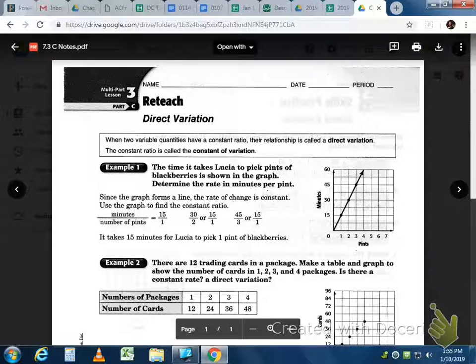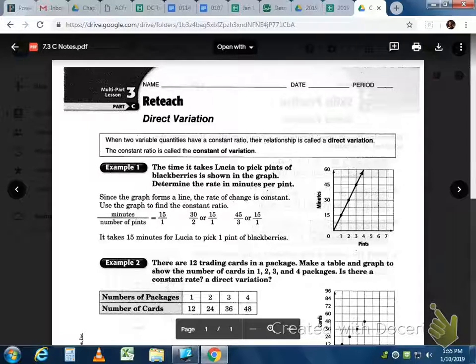Lesson 7.3c, direct variation. All right, so we have been talking about rate of change. We've been talking about slope. Then there's this thing called direct variation, and literally this constant of variation that they're going to talk about, it is the same as slope. It is the same as rate of change. They are all related. Okay, let's see what it says about direct variation.